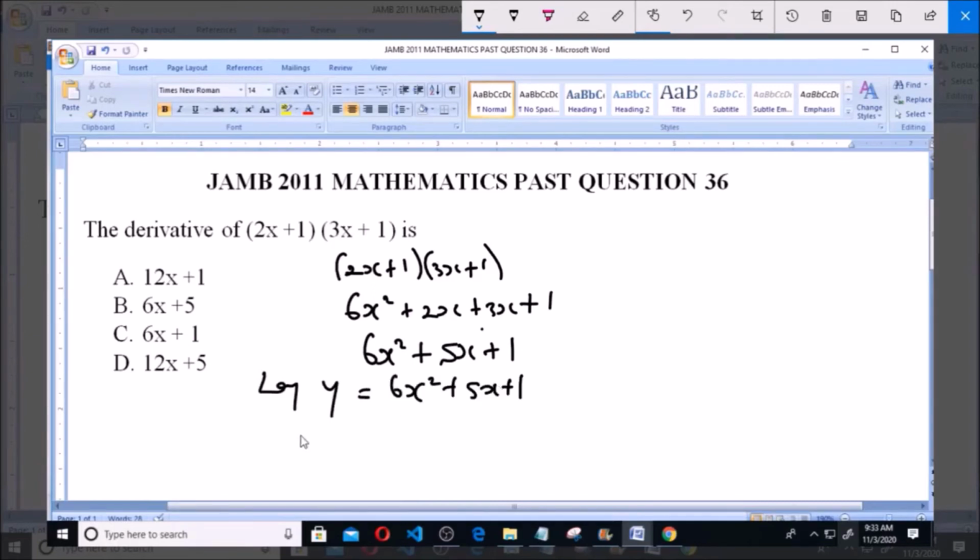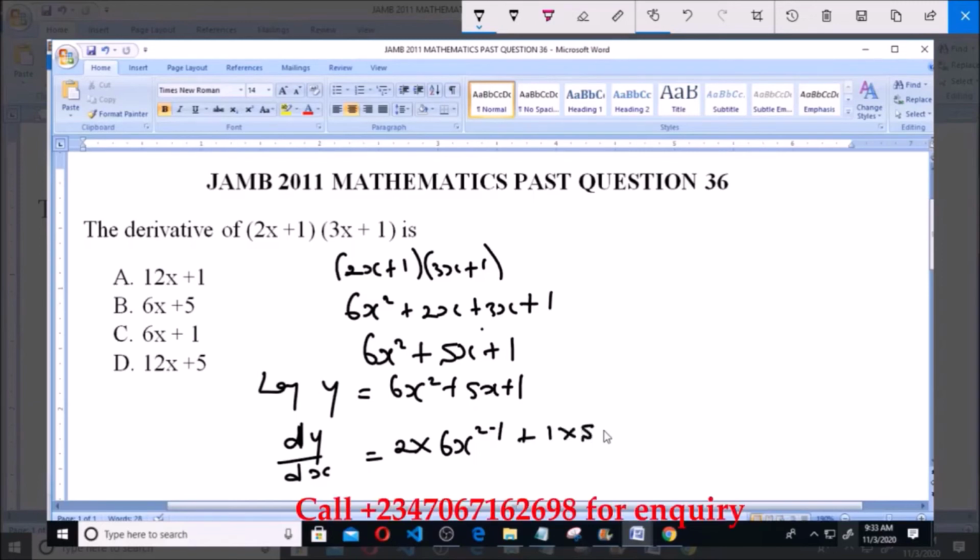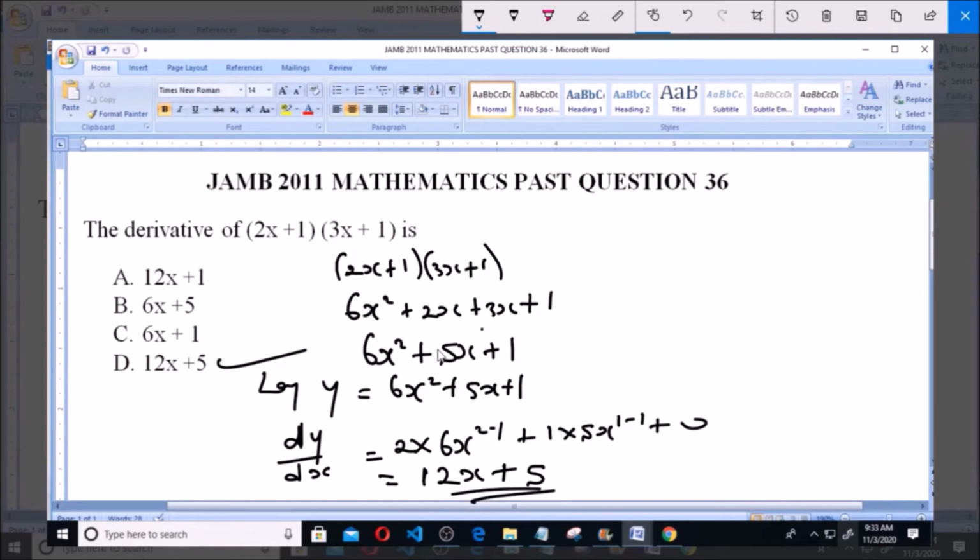Now differentiating y with respect to x, dy/dx will be equal to 2 multiplied by 6x raised to the power of 2 minus 1, plus 1 multiplied by 5x raised to the power of 1 minus 1, plus 0. So this will be equal to 12x, because 2 minus 1 will give us 1, so 12x, plus 1 times 5 will give us 5, and x raised to the power of 1 minus 1 will give us x raised to the power of 0, and that is 1. So we have 12x plus 5, which is the answer to this question, and that is option D. 12x plus 5 is the derivative of this.